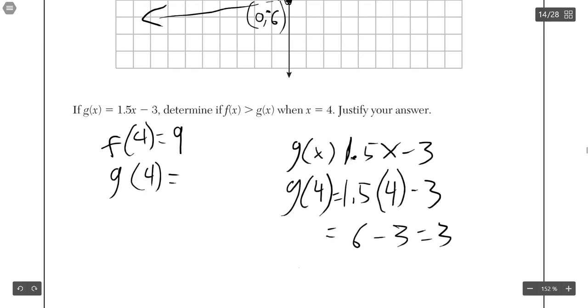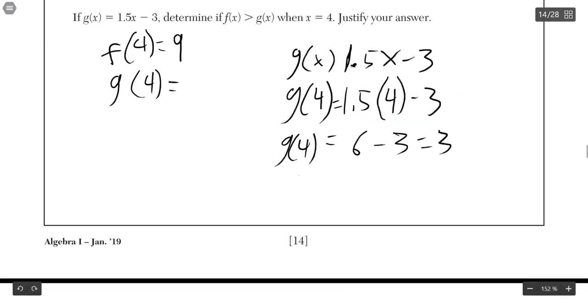So g of 4 is 3. f of 4 was 9. So yes, f of x is greater than g of x when x is 4, because f of 4 is 9 and g of 4 is 3.